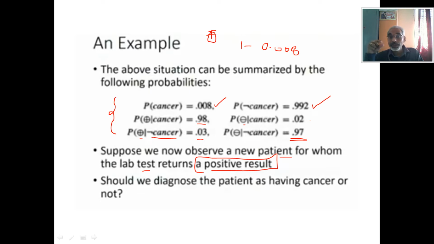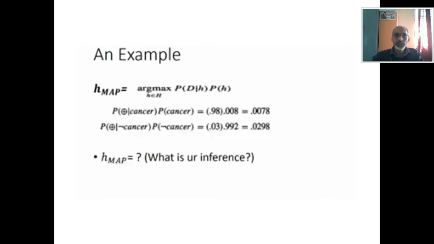Whether this positive result will obey our hypothesis 1, which says that he is suffering from cancer, or the second hypothesis, which says that he is not suffering from cancer. You cannot decide just because the lab is giving us the positive result, because the lab test is not the final test. There will be some errors in the lab, right? How much percentage, we have calculated now. Now, how are you going to diagnose whether he is having cancer or not?